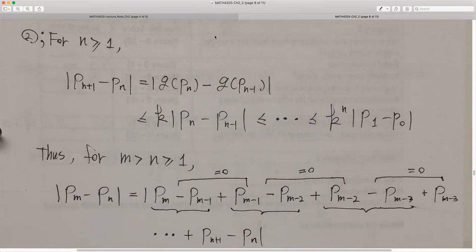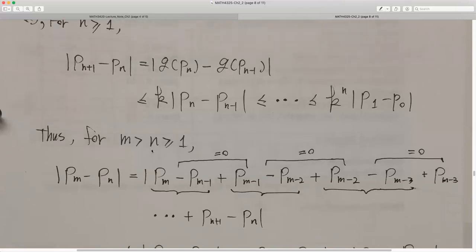So I'm not going to explain again why this is less than or equal to this, okay. Look at the proof of Theorem 2.3, and this is less than or equal to that. We get k to the nth power times p1 minus p0, for m greater than n greater than or equal to 1. So pm minus pn is equal to the absolute value of pm, you see that here?